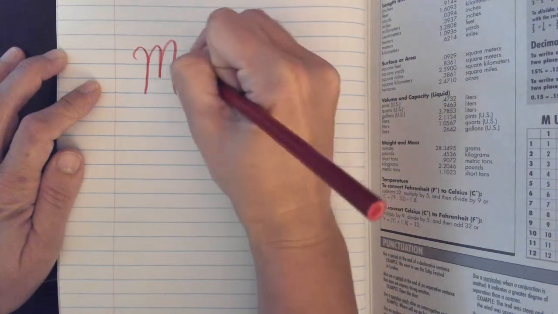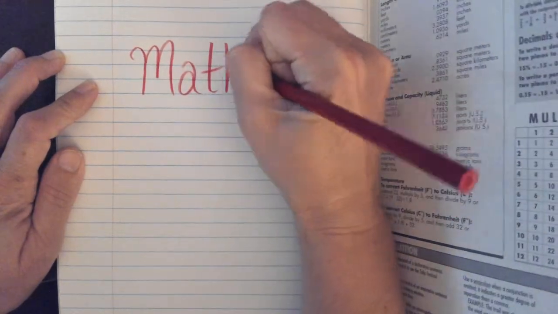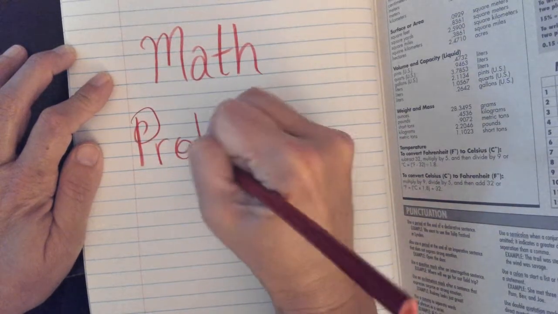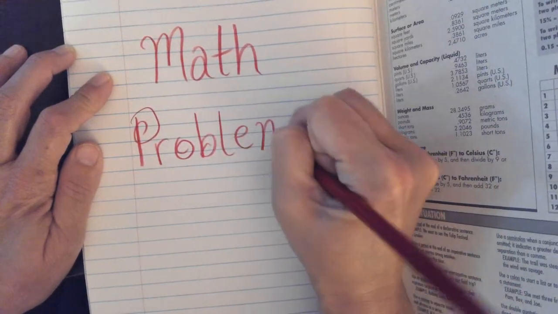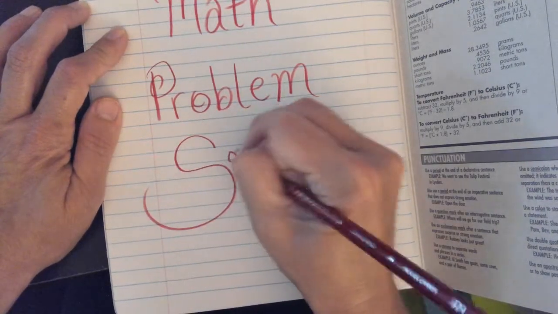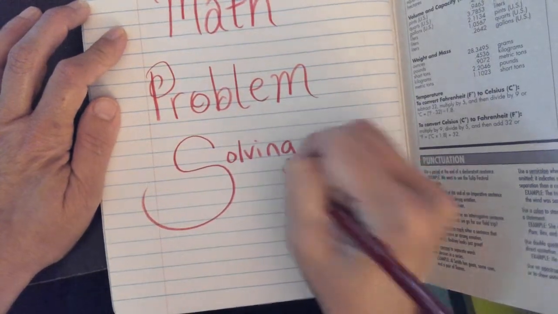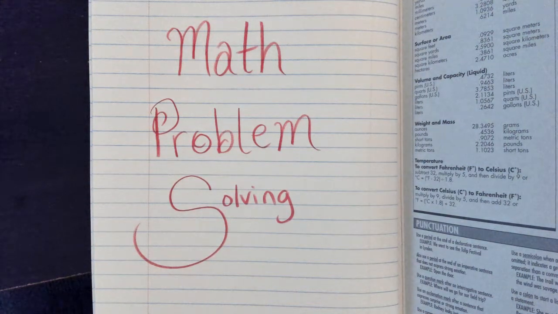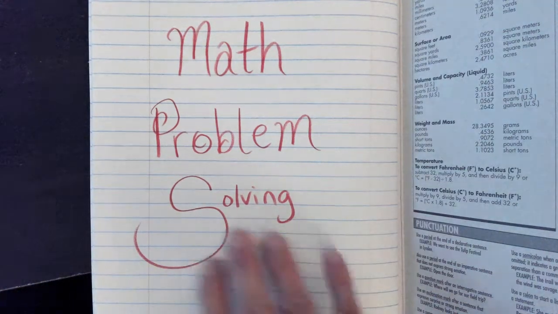So, math problem solving. Okay. So what we're putting back here are just techniques that you can use when you are working on word problems. Okay? This isn't like, how to get the answer right every time. These are just strategies. Math problem solving.